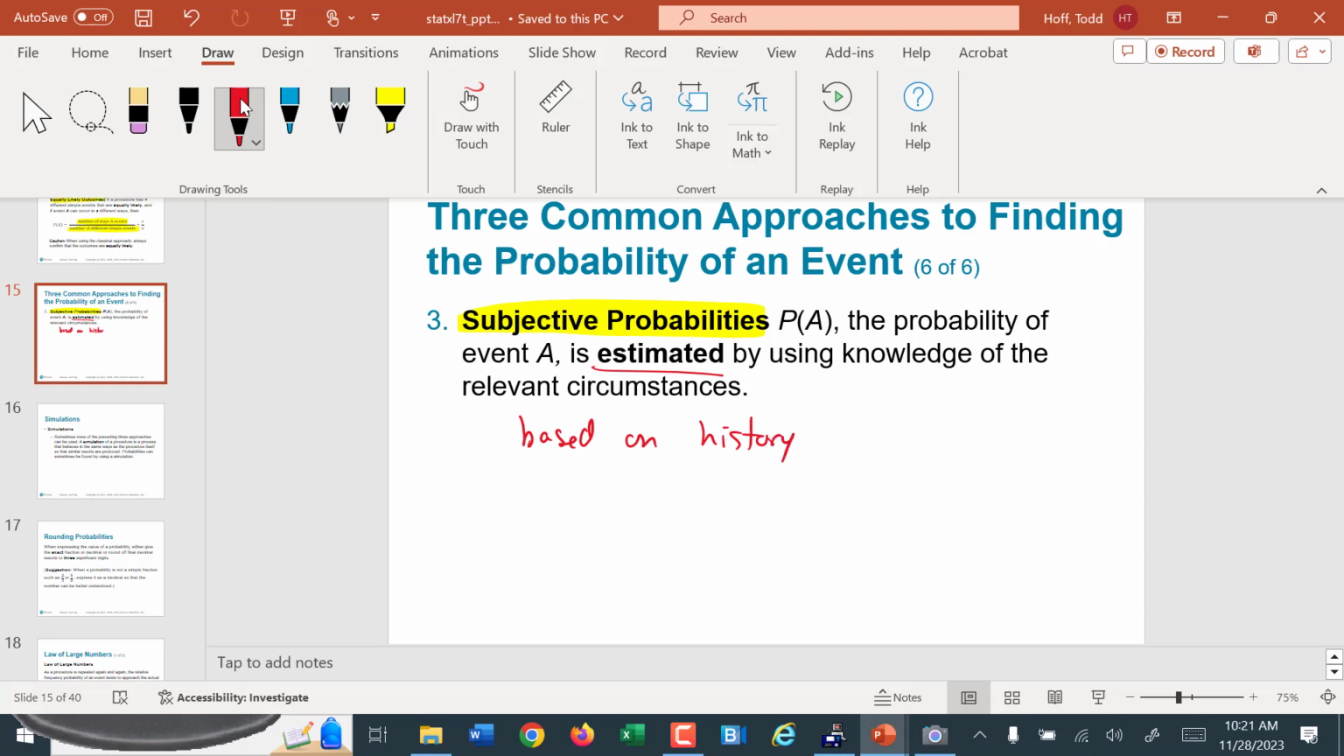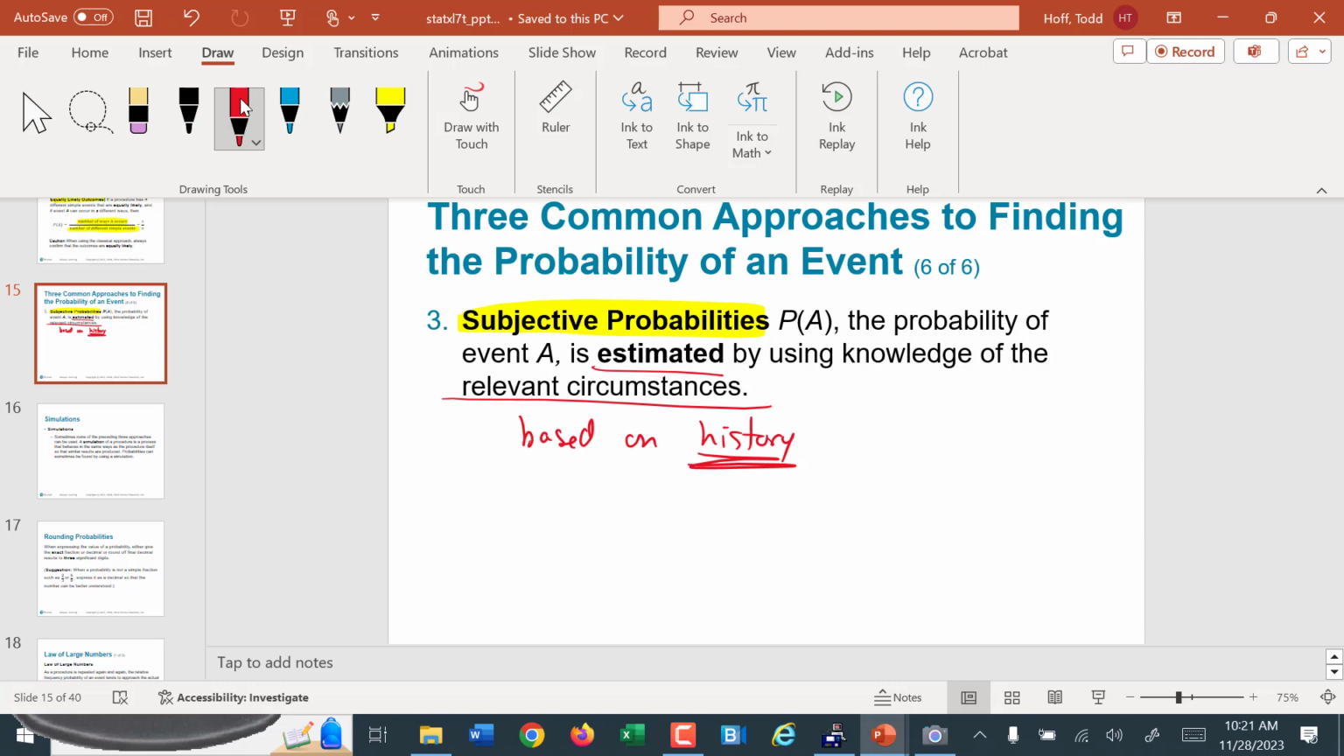This occurs often in sporting events. Let's say Team A has defeated Team B 17 of the last 20 games. Well, that is the history, and we would start there. But then, of course, we bring in other factors, relevant circumstances. Maybe Team A's quarterback is hurt. That might change our probabilities. Maybe the weather is snowy and Team B does not play well in cold weather. That could change our probability. So we're starting with that history and we're adjusting for those other relevant circumstances.